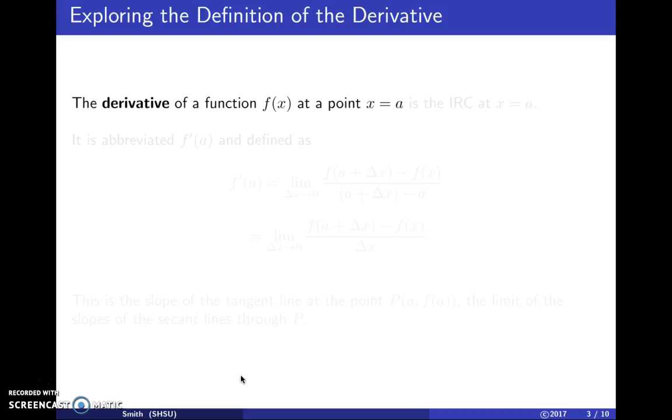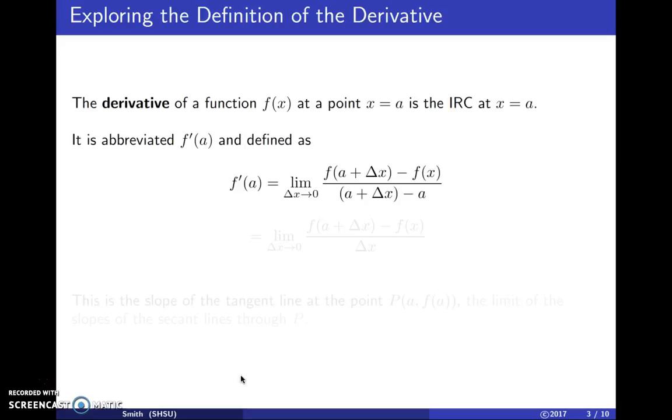Again, the derivative is the same as the IRC, is the same as the slope. The derivative of a function at x equals a is the IRC there. It is abbreviated f prime of the value a, and it's defined this way as the limit of slopes. F prime is the limit as the change in x, delta x, gets close to 0 of the rise over the run of the function. F of a plus delta x minus f of a, those are y values in the numerator, divided by a plus delta x minus a, those are x values in the denominator.